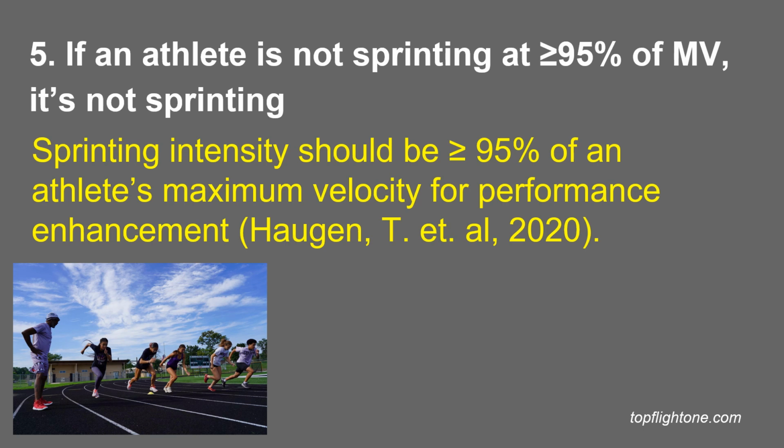Number five, if an athlete is not sprinting at greater than or equal to 95% of their maximum velocity, it's not sprinting. Many times coaches will tell athletes, you need to run 70% of your max. And these coaches are hand timing using a stopwatch, or worse yet, there's no stopwatch. So how is an athlete supposed to know how fast 70% of their maximum is?